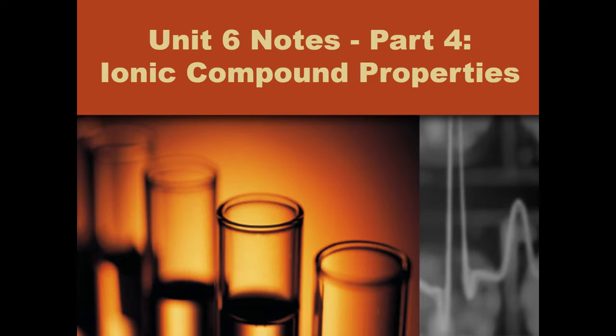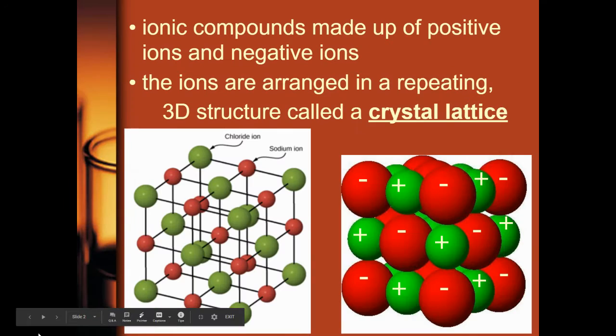Okay, so let's talk about ionic properties. These are properties of ionic compounds. First of all, ionic compounds are made up of those positive and negative ions, like we've talked about. And the positive ions don't want to be next to another positive ion. The negative ions don't want to be next to another negative ion. And so we get this alternating structure.